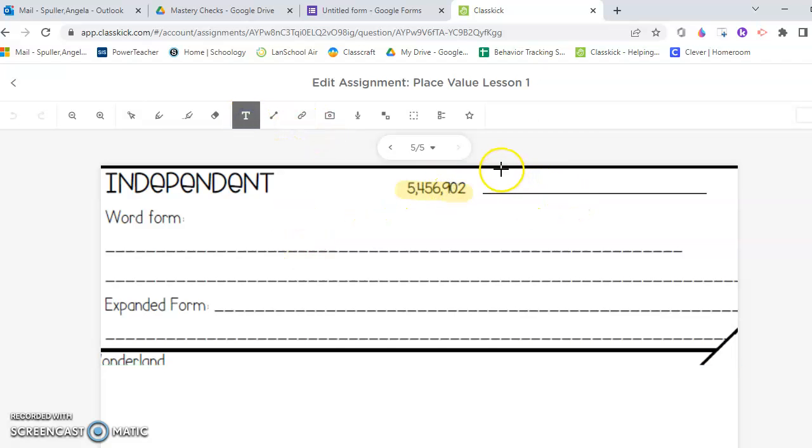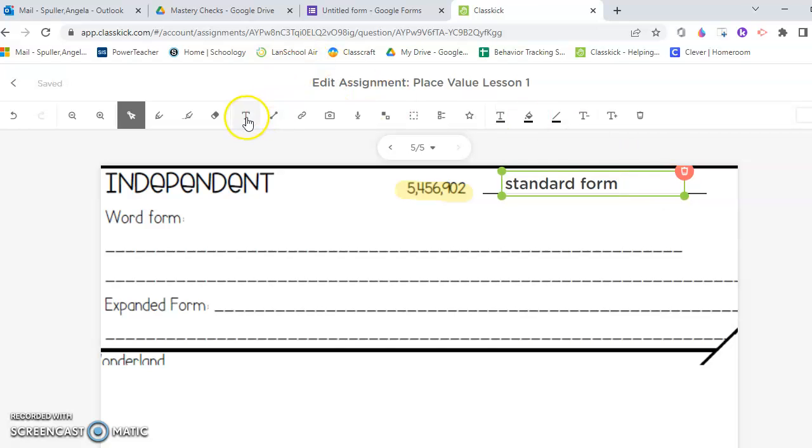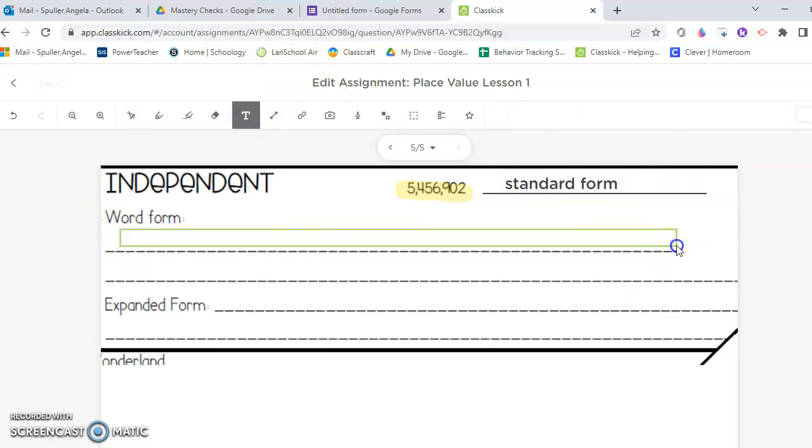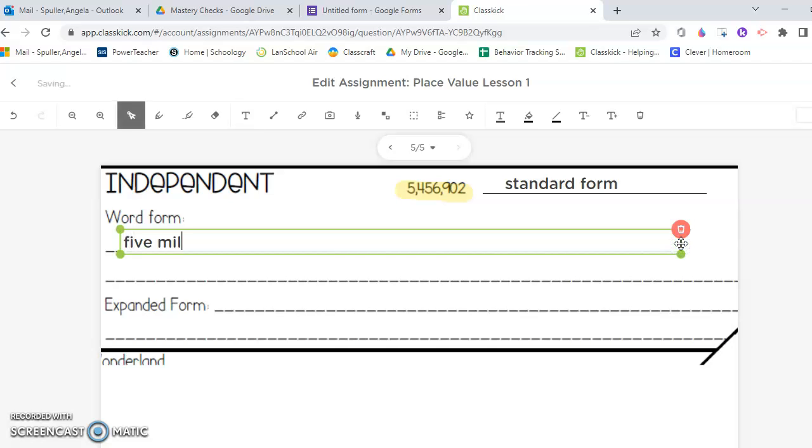All right, so now that you have tried this, let's see if you got it right. First off, you should have said, Mrs. Oakley, this is in standard form. And then you said to write this word, I'm going to say 5 million. And then you're going to say 4, oops, I can't spell, 156. And remember, you got to tell me what section or what period, 1,902. Okay, that's how you say it.